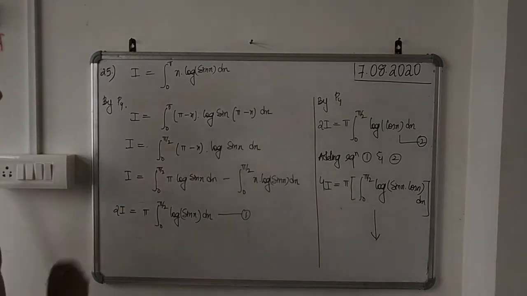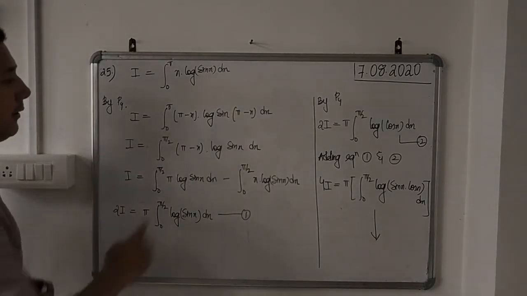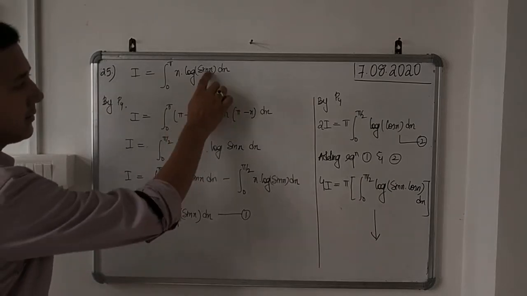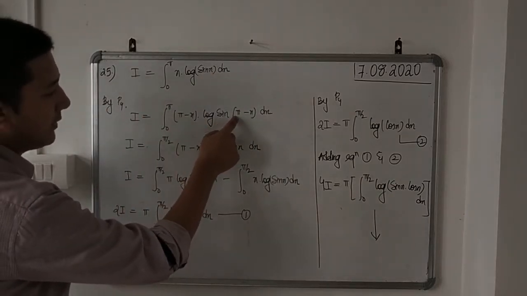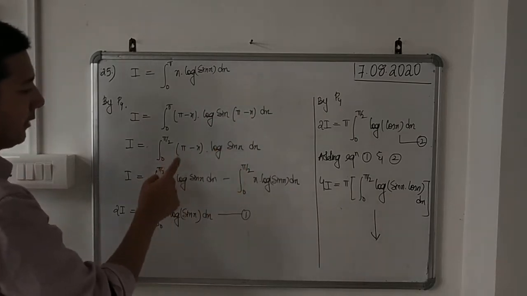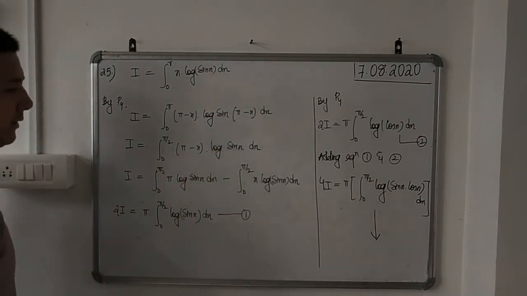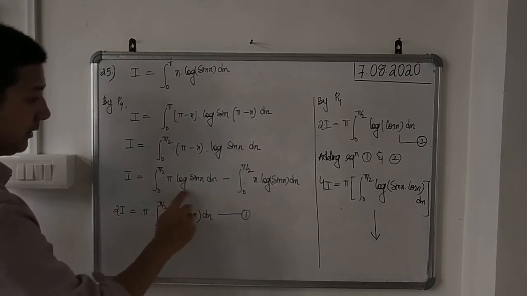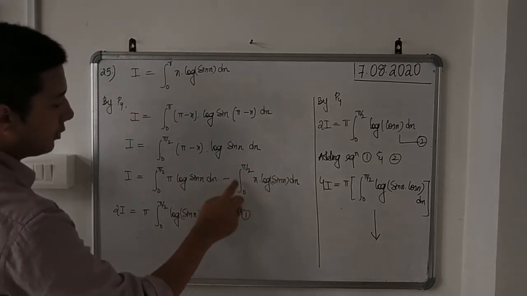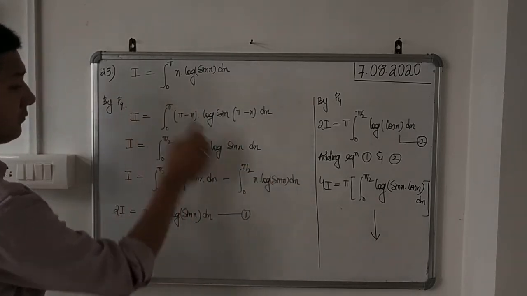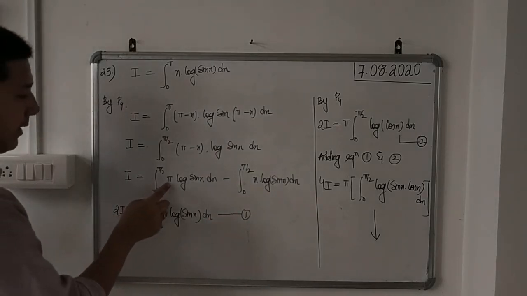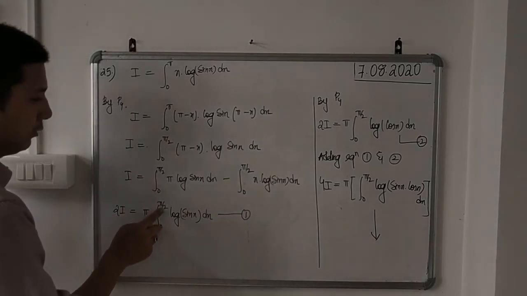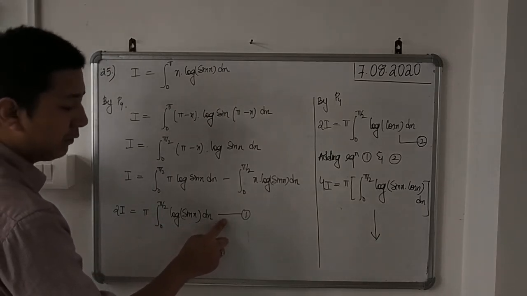So straight away use property 4 out here. It will be pi minus x in place of x. By the way, sin(180 minus x) is sin x, and pi minus x, keep it as pi minus x, multiplied with log sin x, and this portion, if you see, is your I. So bring this side, I plus I will be 2I. 2I is equal to pi times the integral 0 to pi by 2 of log sin x dx. Keep it as equation number 1.